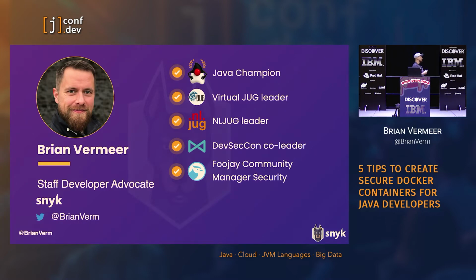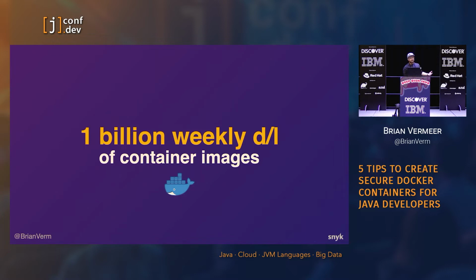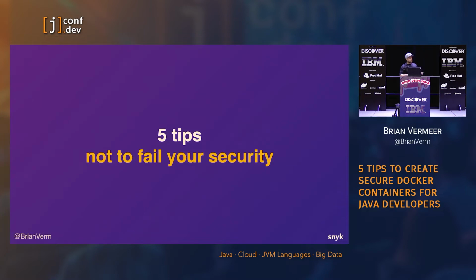We're talking about containers. Let's take Docker as an example. Who uses Docker containers? Cool. I'm taking Docker as the example because there are over 1 billion weekly downloads of container images. And that's a lot. And that's just downloading the images from Docker Hub. More than 1 billion weekly downloads. So we're using these images a lot, and Docker containers are still the de facto standard for our industry. But let's get into 5 tips not to fail your security.